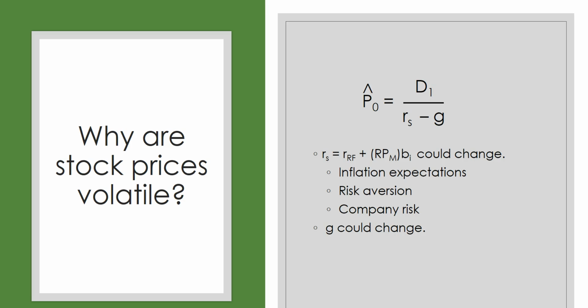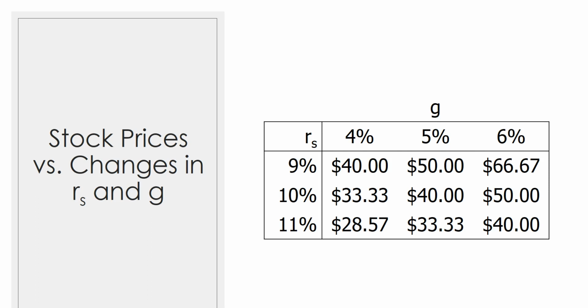News could come out that would allow us to believe that dividends could grow at a faster rate than previously predicted. Our required return could change. So the demand that we have for return given a level of risk could change. That could mean that the market risk premium is increasing, or the risk-free rate has increased. So inflation expectations, risk aversion, company risk. Together, that can cause drastic changes in stock prices.